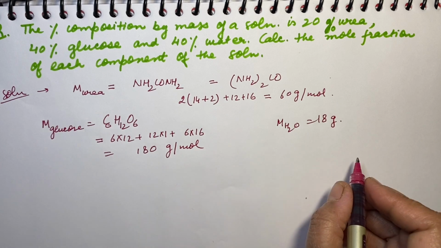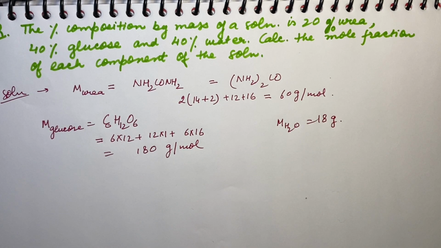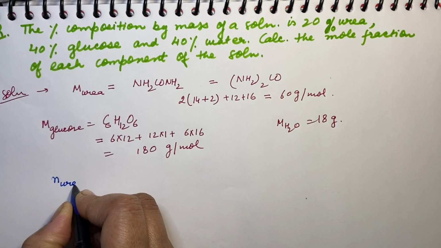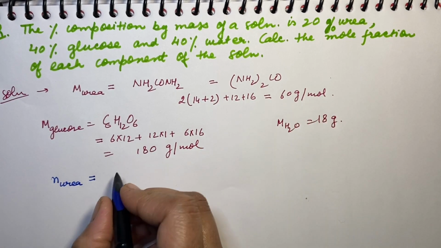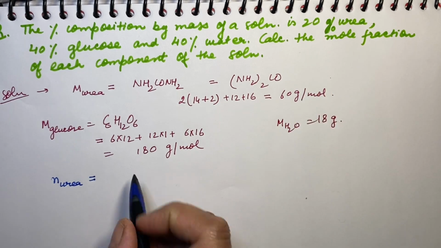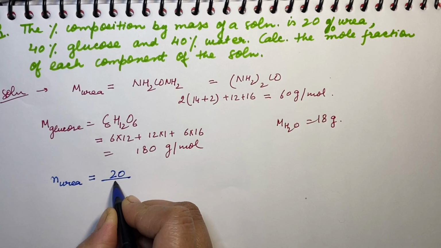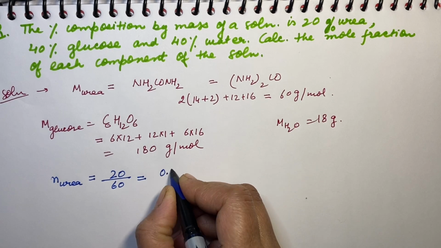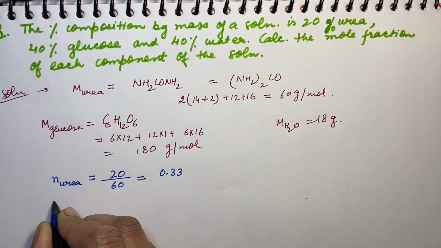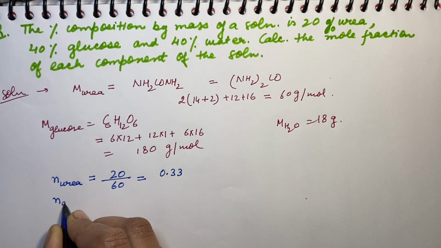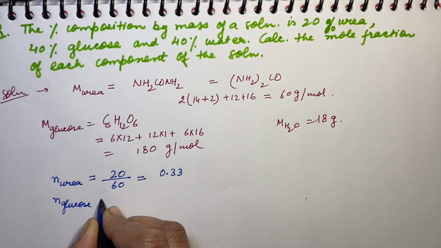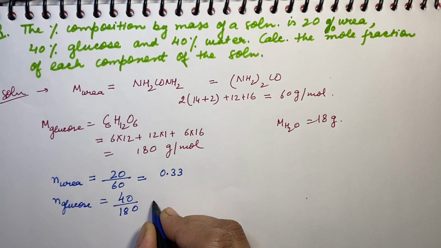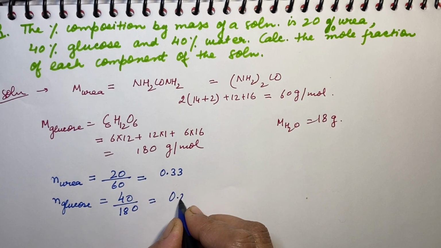Now, first we individually calculate the number of moles. Number of moles of urea: the given mass of urea is 20, so 20 divided by 60 will give you 0.33. Similarly, the number of moles of glucose: the percent of glucose is 40, divided by 180, which when we solve it is 0.22.